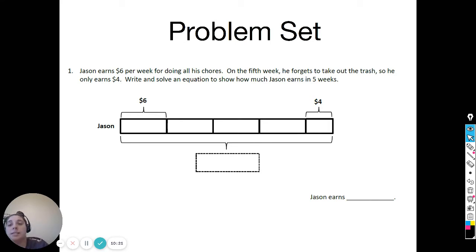Okay, Jason earns $6 per week for doing all his chores. I'm going to circle $6. On the 5th week, he forgets to take out the trash, so he only earns $4. Write and solve an equation to show how much Jason earns in 5 weeks. So I'm going to give you just a minute to write this tape diagram here on the screen if you'd like to work along with me. So I'm going to give you a chance to write that on your whiteboard.